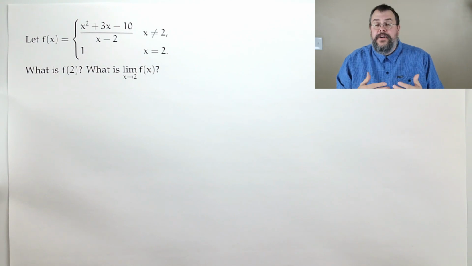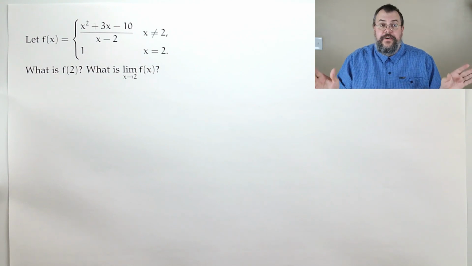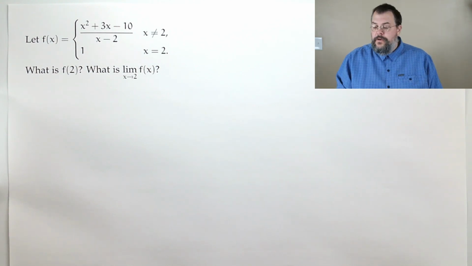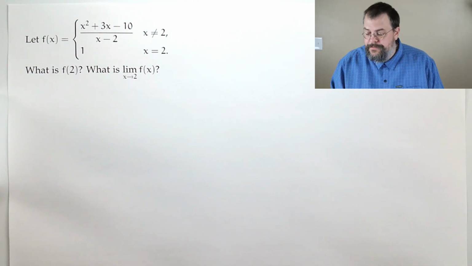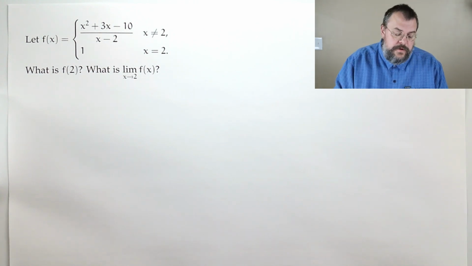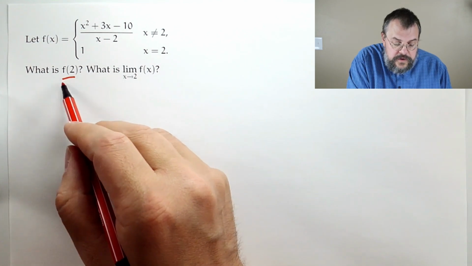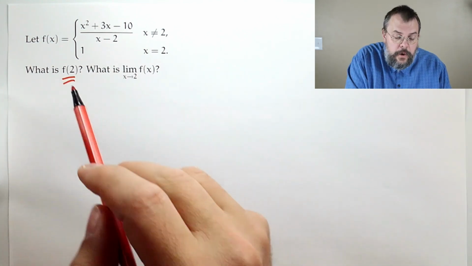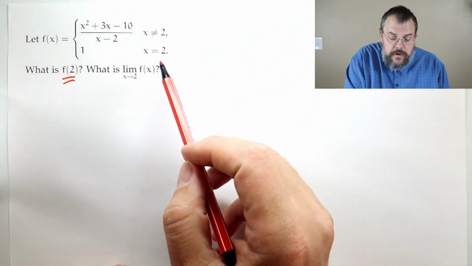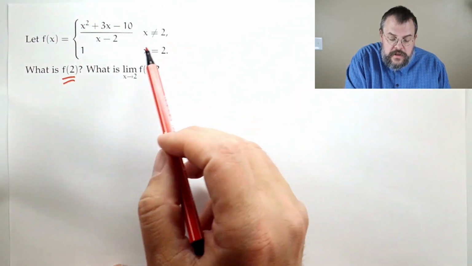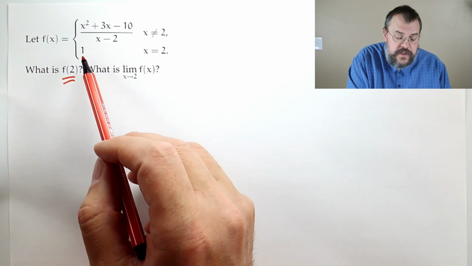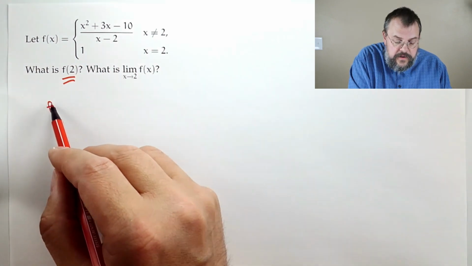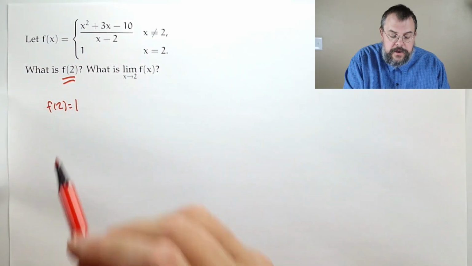Well, in that case, our function will be defined to be 1. Okay, so now we have our function, which is defined for all values of x. So, we have two questions. The first question, what is f of 2? Well, that's actually easy to decide, right? Because we can figure it out. We plug 2 in, and we say, well, 2 is in the second row, so our function at 2 is 1. So f of 2 equals 1.